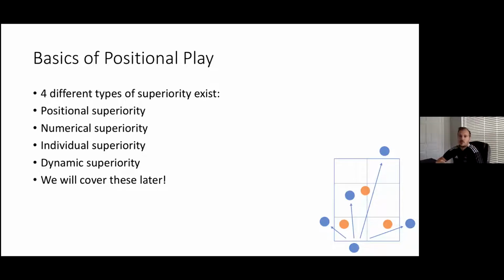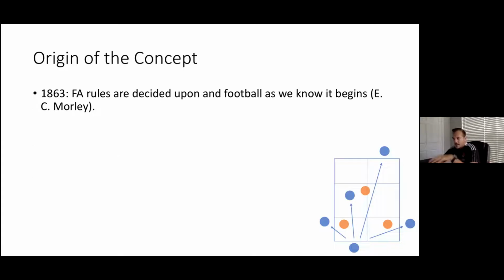I want to go through sort of the history of this concept and basically the ideas that come from the beginning of the game to where we are now. So it's a little bit easier to understand why this developed and where this idea is from, right? So 1863 is literally the very beginning of the game as we know it. I put in parentheses there, E.C. Morley. He was the secretary at the FA at this time, and he's the one who drew up the rules.